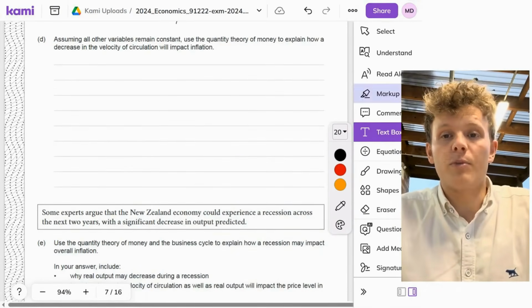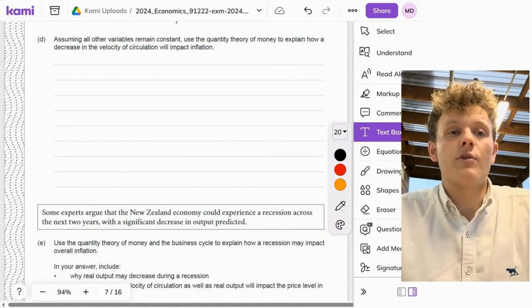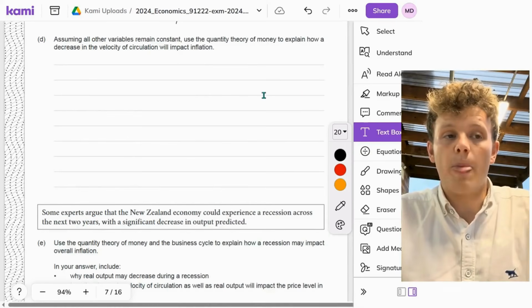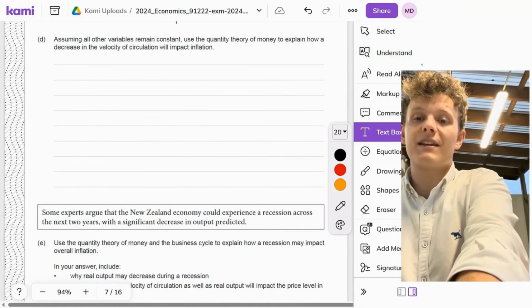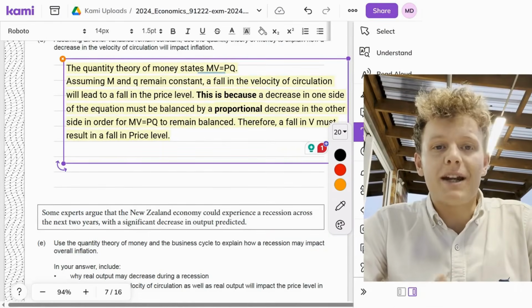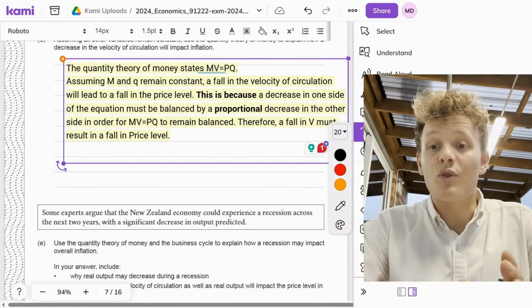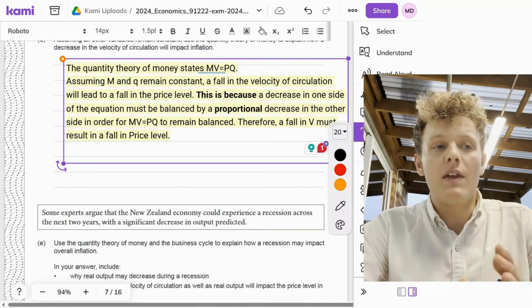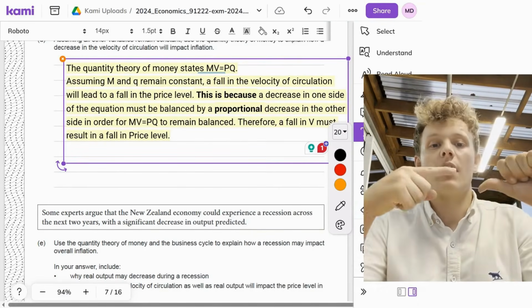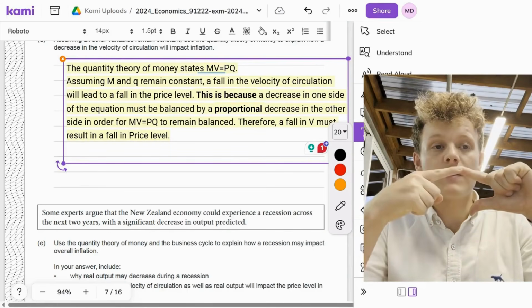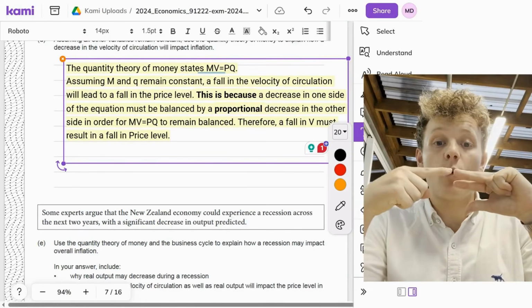Assuming all other variables remain constant, use the quantity theory of money to explain how a decrease in the velocity of circulation will impact inflation. So of course, MV equals PQ. The first thing we're going to do is state the theory. The quantity theory of money states MV equals PQ. We want to explicitly state that. Then we want to say assuming M and Q remain constant. So we want to state our constants. State the theory, state the constants, then tell me what's changing.